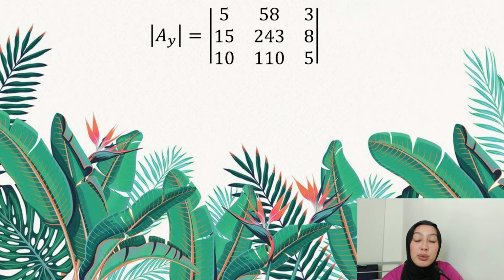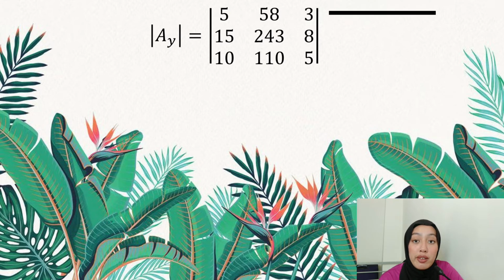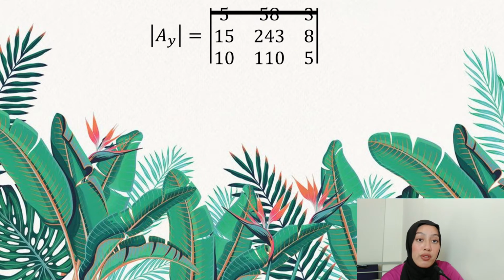Next, to solve with Cramer's rule, we will have to find the determinant of y. So the first thing, we have to replace the second column of the matrix with the values of b, which are 58, 243, and 110. Next, I choose to eliminate the first row of this matrix to find the determinant of y. And then I will put plus and minus signs on top of each value in the matrix to make the calculation easy for me.